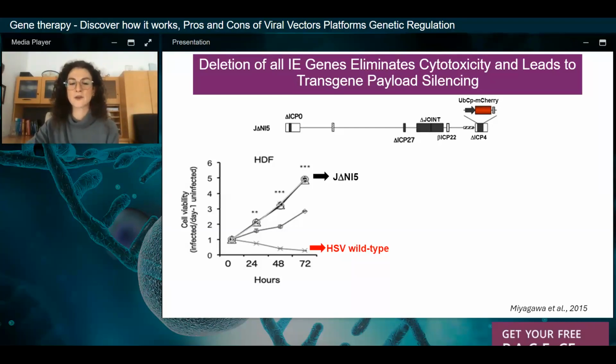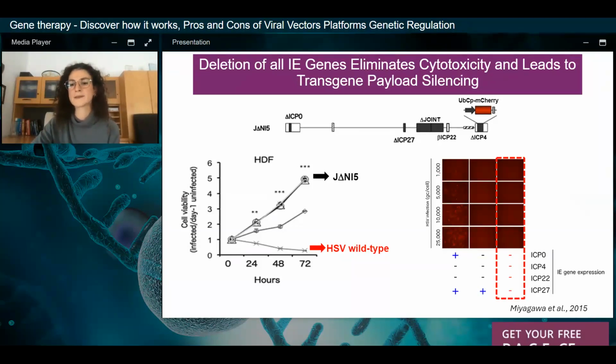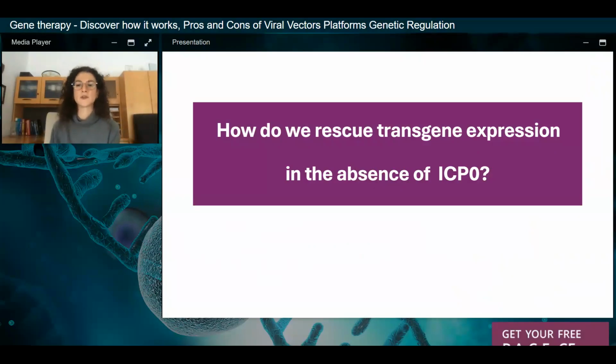We tested this vector for safety, and we transduced human dermal fibroblasts. As you can see here in the graph on the left, wild type HSV causes a rapid decline of cell viability, while our JDNI5 shows no sign of toxicity. Unfortunately, what we noticed was that the transgene payload was rapidly silenced, especially when we removed the ICP0 protein. So how do we rescue transgene expression in the absence of ICP0?